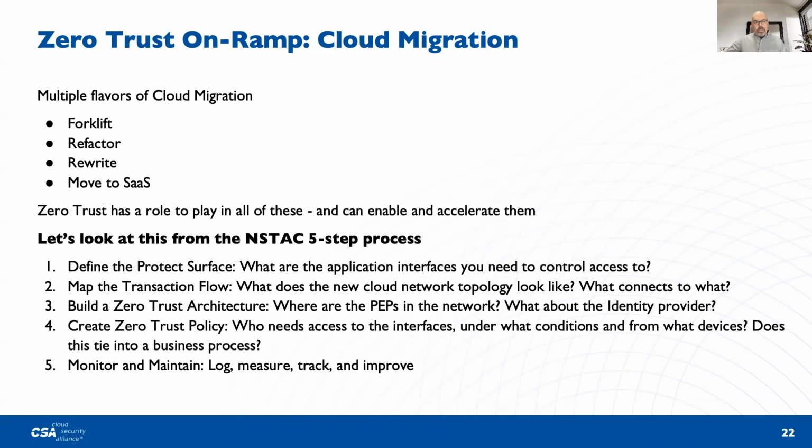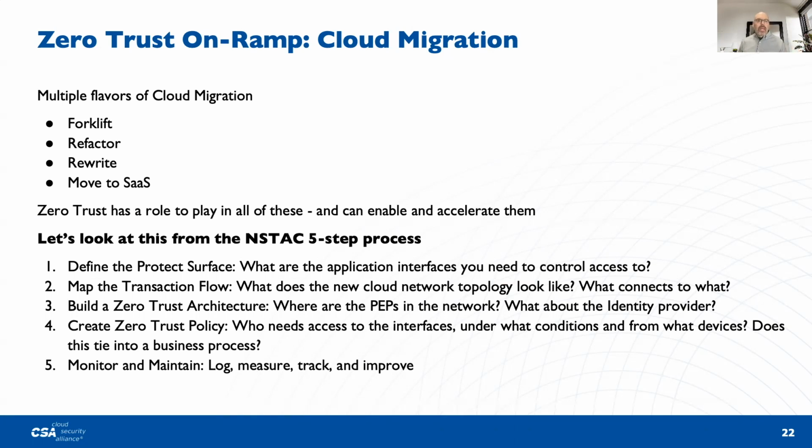So if we think about step one, defining the protect surface. In this example, we're migrating certain data or application assets up into a cloud environment. Great. What does that environment look like? And how are they accessed, right? Do they have web interfaces? Is it a database? Is it some sort of other application interface or API? What is it that we want to protect? Why are we prioritizing that particular access method as opposed to something else?